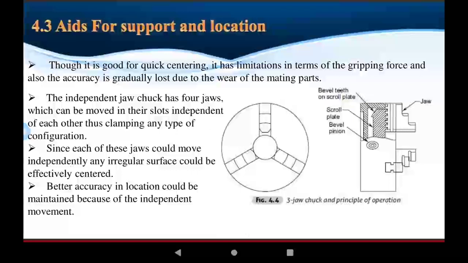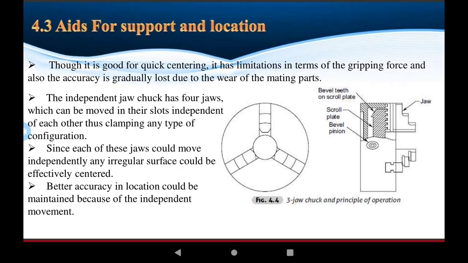The gripping of the work on the machine is of very sharp accuracy, and it gradually loses accuracy due to wear of the parts. The independent jaw chuck has four jaws which can be moved independently, and the holding of the job is very strong. Each slot is independent, so each jaw clamps for any type of configuration.